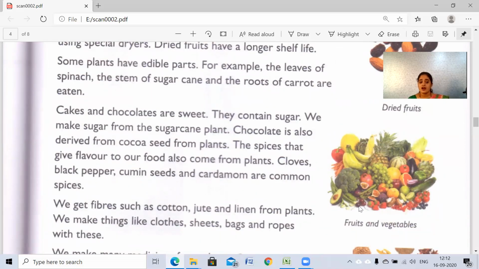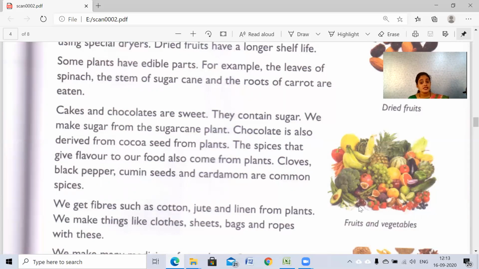Cakes and chocolates are sweets, is it? What do they contain? They contain sweet, sugar. We make sugar from which plant? Sugarcane plant. Chocolate is also derived from cocoa seeds from plants, is it? The spices that give flavor to our food also come from plants. Clove, black pepper, cumin seeds, and cardamom are common spices.